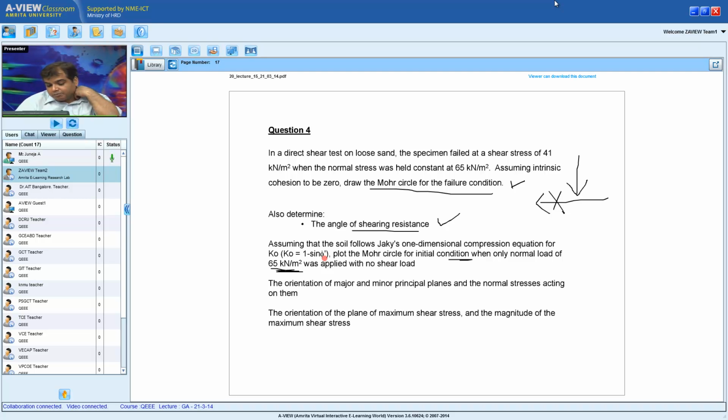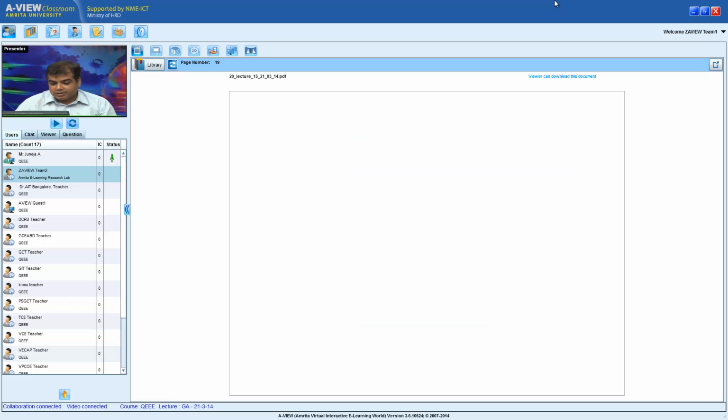Now I would not be in a position to explain this in this class, but for the time being take it as a tablet that if there is no horizontal deformation, K0 is given by this value, provided you deal with loose sand or normally consolidated clay. In this case this is loose sand, so use of this equation is valid. Okay, so it says draw the Mohr circle for the in situ case.